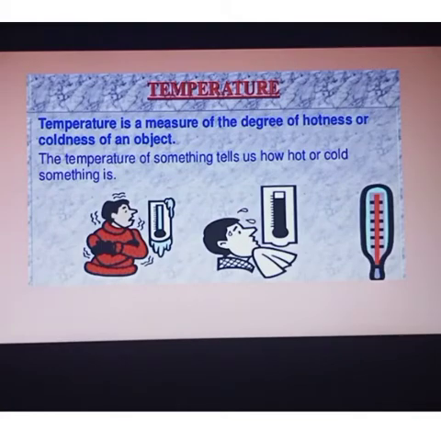Now, the temperature of something tells us how hot or cold something is. For example, if the temperature is too high, that means the object is too hot. Suppose the temperature is too low, that means that object is very cold. Understood? Now it depends on the temperature. Understood? Suppose the temperature is too high, that means that object is very hot. Suppose the temperature is too low, that means that object is very cold. Understood? Yes.